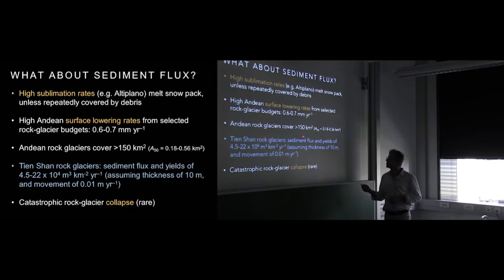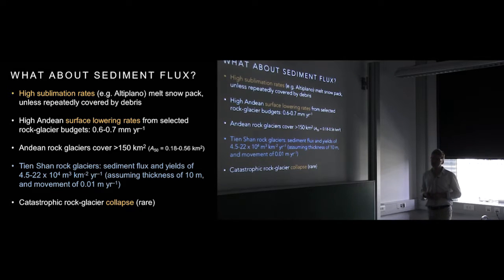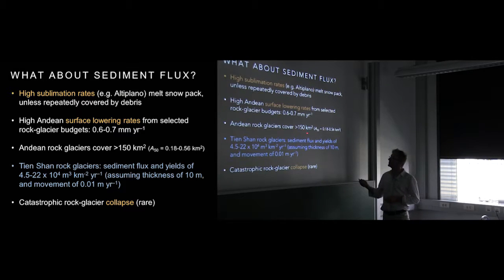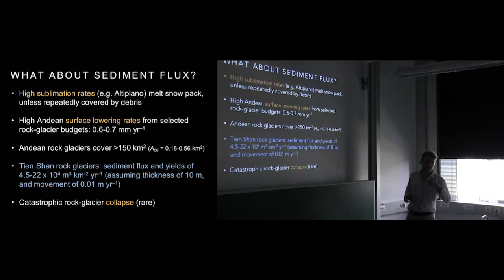The current knowledge about Andean rock glaciers is that they cover at least 150 square kilometers. Okay? You can do the maths. You think they're on average about 10 meters thick, and you argue that even if they only move 1 centimeter per year on average, you're moving at least 1 to 2 cubic kilometers of sediment slowly through a landscape characterized by super high relief, steep slopes, frequent mass wasting, what have you.